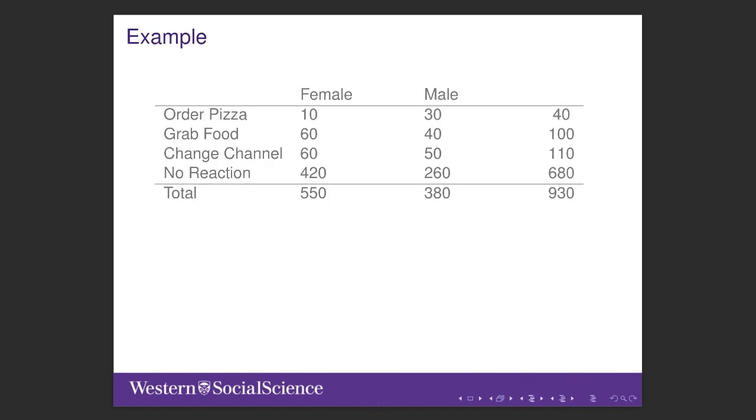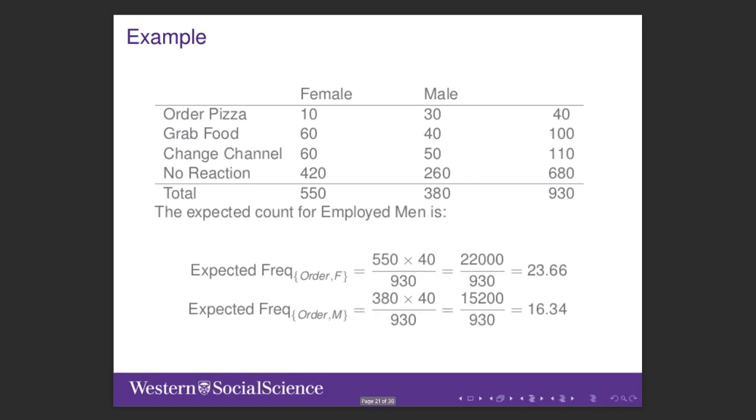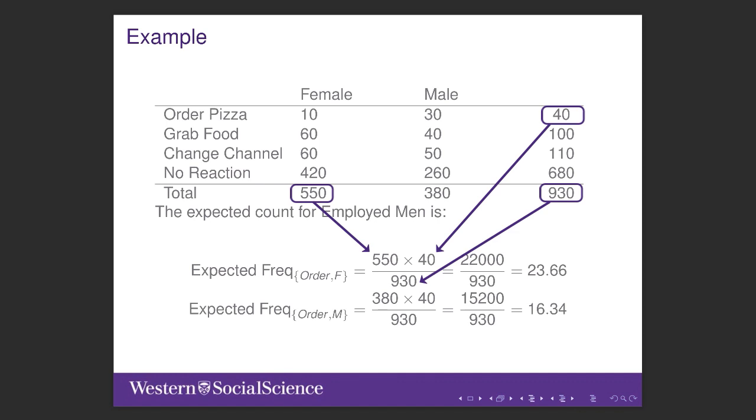I've replicated the pizza commercial contingency table here without the column percentages because we're going to calculate and fill in some expected values. If we start with the expected frequency of ordering for females, it's the product of the column marginal value, 550, and the row marginal value, 40, divided by the total number of observations in the table, which is 930. This gives us a value of 23.66.